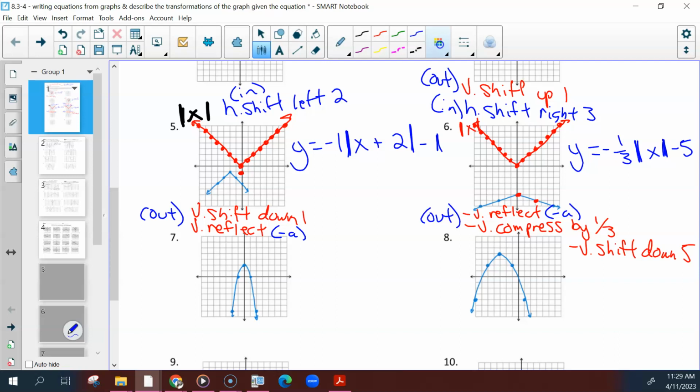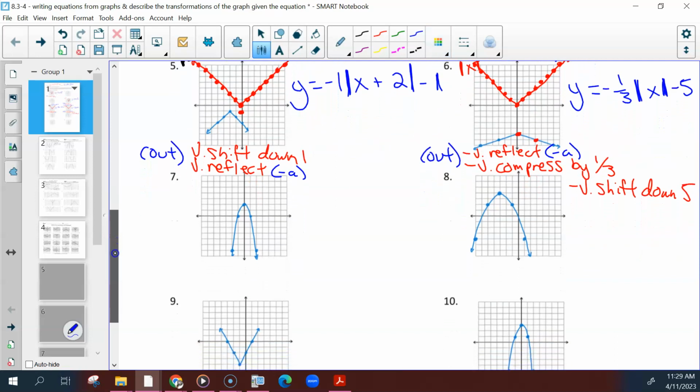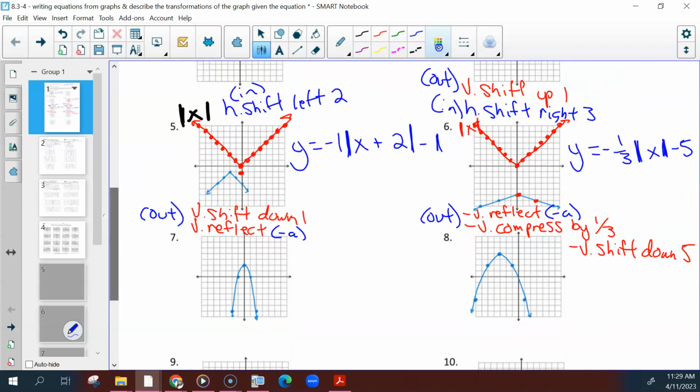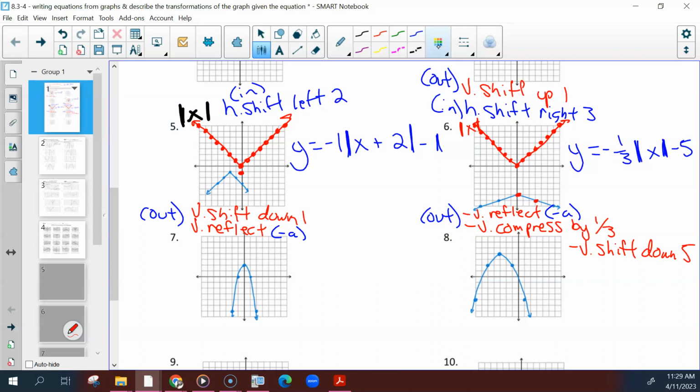We're going to do a couple more than any of you guys want to see, do, or go over, and then you'll have time to practice. So we're going to start with number 7. I'm going to draw in our parent function. Again, you don't have to, but you can if you want to. It starts at the origin, right 1, up 1, left 1, up 1, right 2, up 4, left 2, up 4.